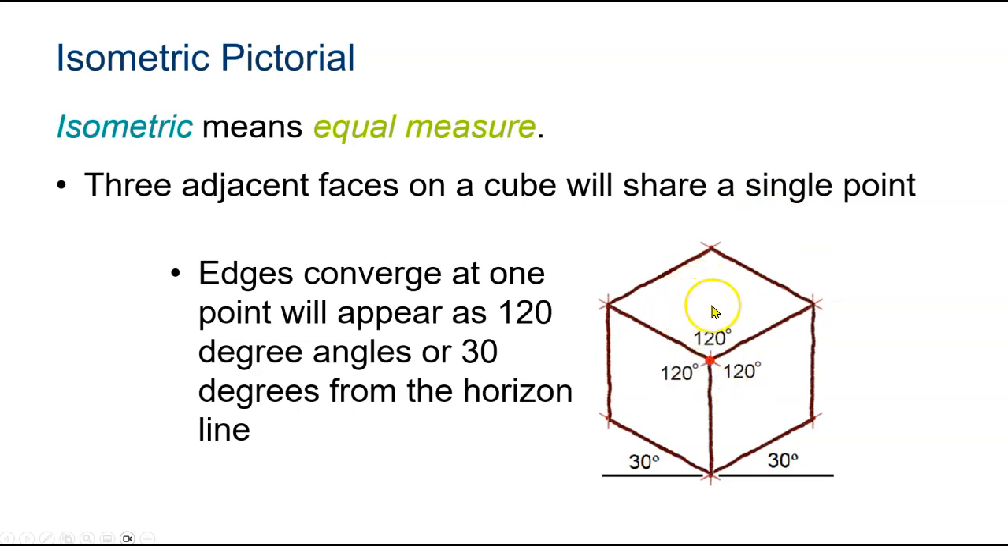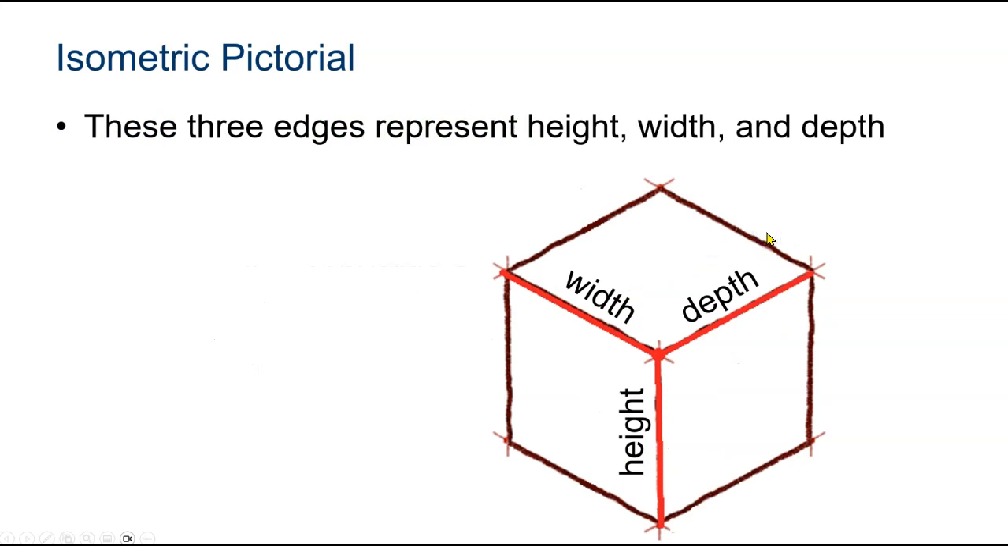So what does adjacent mean? This is the top of the cube. It's adjacent to the front and it's adjacent to the side. The edges converge at one point, the point right here, which will appear as 120-degree angles or 30-degree angles from the horizon line. So that's what isometric means. These three edges in red represent the height, width, and depth.